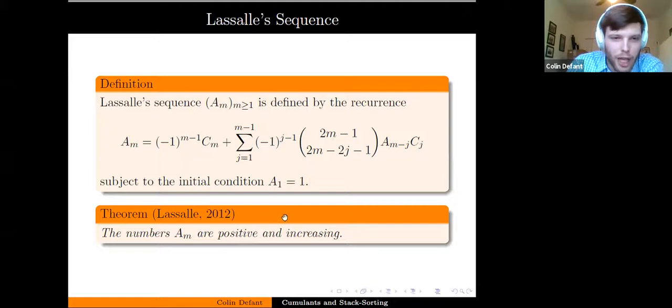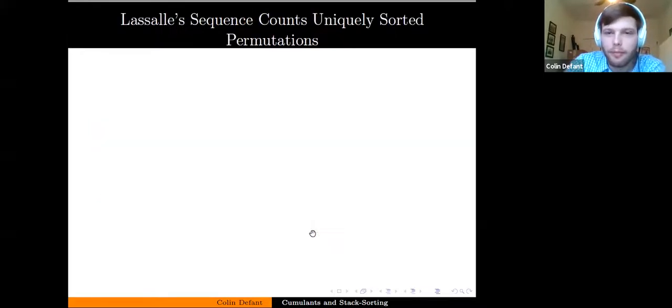Apparently in some private communication, Doron Zeilberger conjectured maybe that these are positive and increasing. Lassalle proved this using symmetric functions and hypergeometric series. So the proof is completely algebraic, and it doesn't give any kind of a combinatorial interpretation for these numbers. In other words, we might think maybe they count something. And it turns out they do count something.